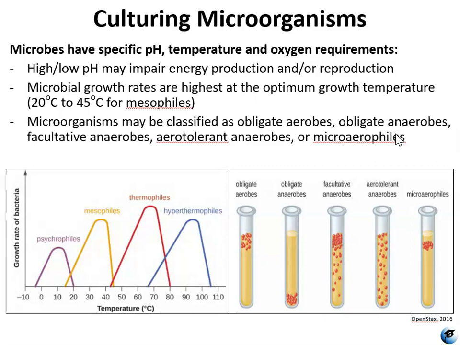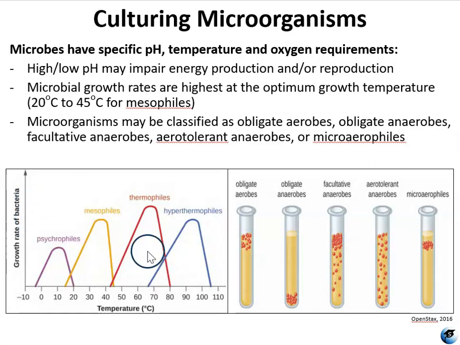Most bacteria are neutrophiles, which means that they grow at a neutral pH of about 7. Microbes that grow optimally at pH less than about 5.5 are called acidophiles. At the other end of that spectrum are alkalophiles, and these are microbes that grow best at a pH between 8 and 10.5.